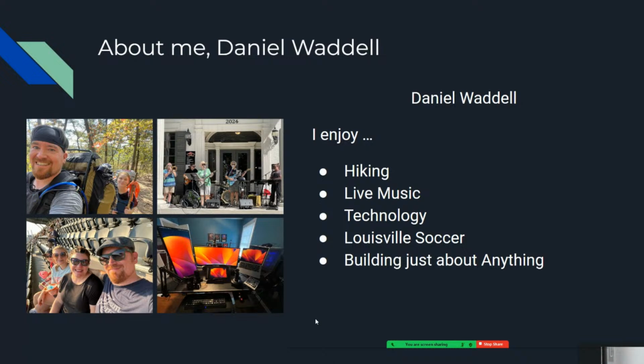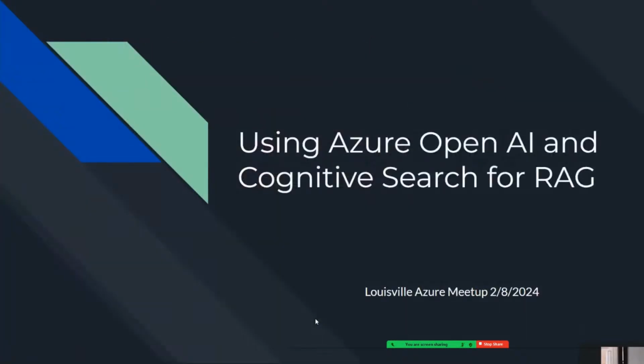Well, thank you all for coming. So the topic today is using Azure's OpenAI and cognitive search for what's called retrieval augmented generation, or RAG. Makes for very uncomfortable meetings when you're talking about RAG all day, but it's my life.